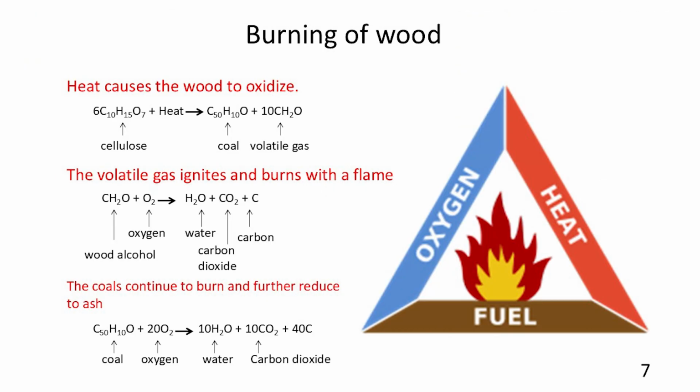Now, like I said, it's the volatile gases that make the flame. And if we're unable to produce the volatile gases, we will have no flame. And if we're unable to ignite those volatile gases, we will have no flame. Now, we need to have flame in order to start our fire.